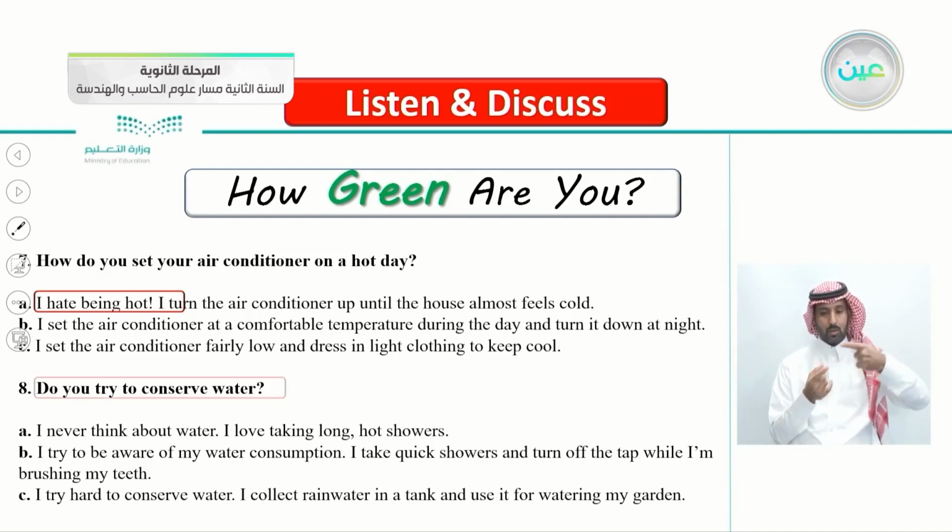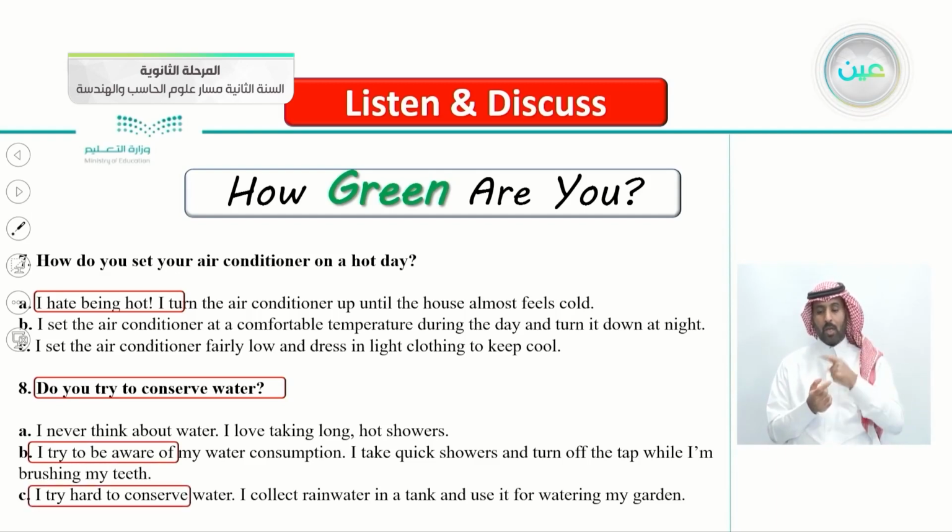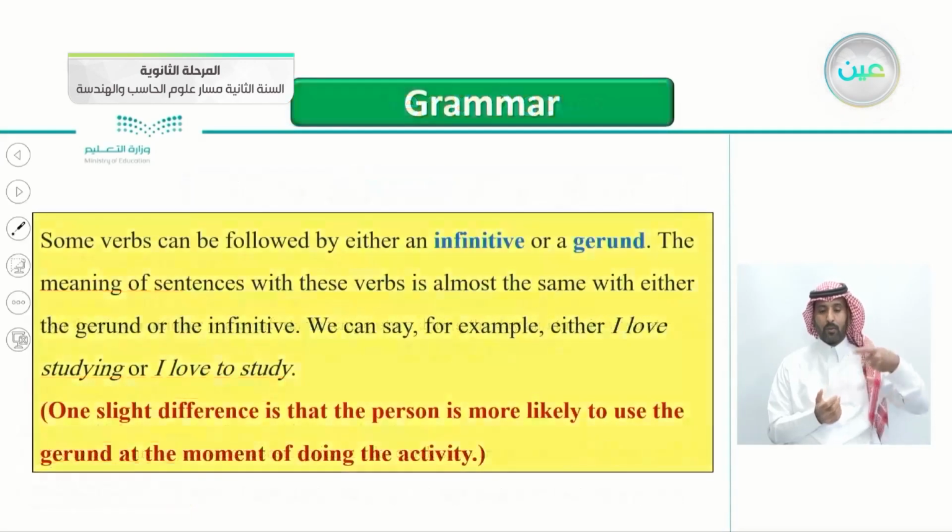Also, do you try to conserve water? Do you try, this is the verb, to conserve, this is the infinitive, water. Also here, I try to be aware. So try comes before the infinitive. Also here, I try hard to conserve water. So all of these are examples of gerunds and infinitives.